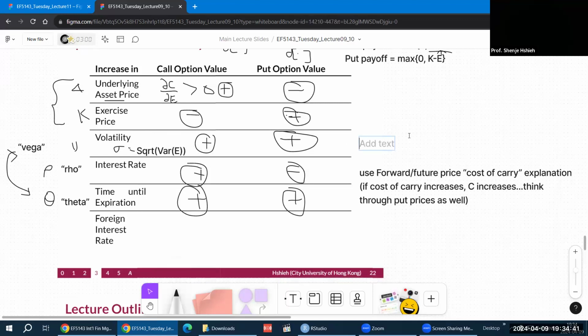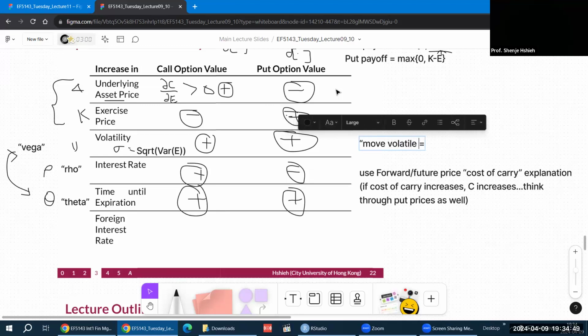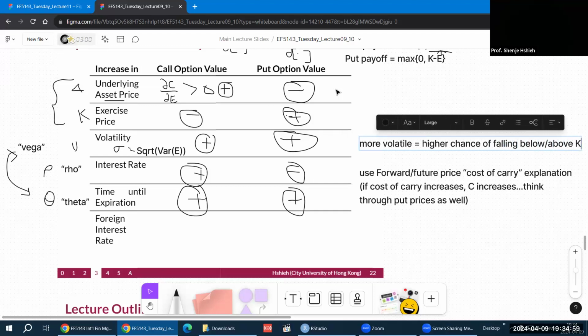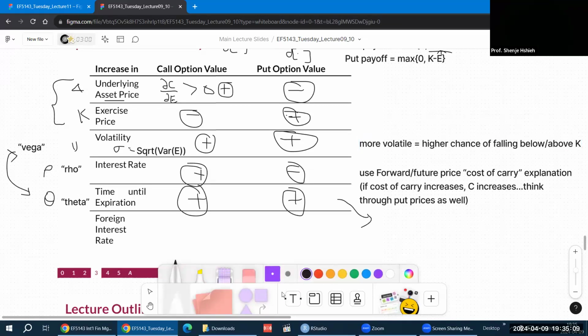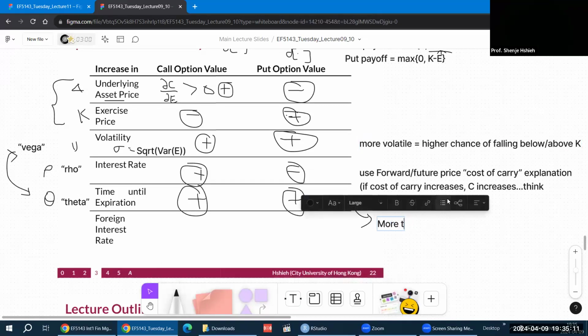So let me write here, more volatile equals higher chance of falling below above. Okay. Here, sorry, this one. Let me draw a line here. More time, higher chance of falling below above. Okay.